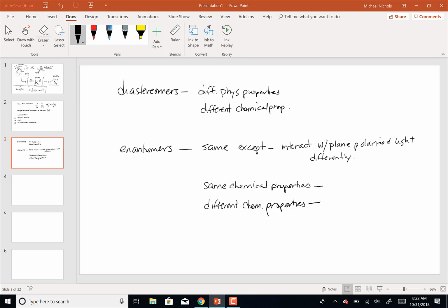We need a hint. Yeah. Would it be different if we had the opposite, like R and S? That's good. Well, sometimes the R and the S, or sometimes the D and the L, react differently, and sometimes they don't. Sometimes they react the same. So the question is, when do they react the same, and when do they react differently? My hint would be to go all the way back to the beginning when I introduced this topic. And I talked about hands and lab gloves.